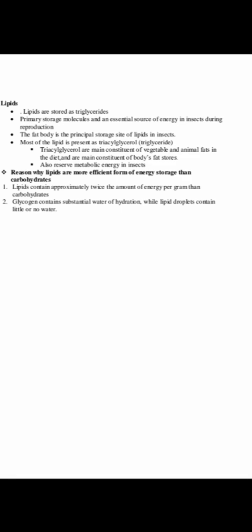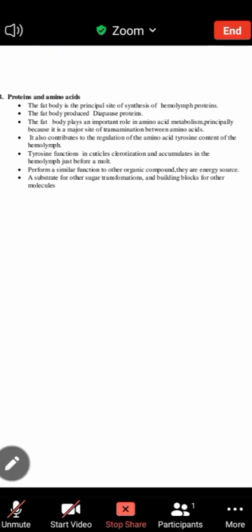So let's now proceed to the second one, which is the proteins and the amino acids. The fat body is the principal site of synthesis of hemolymph proteins. The fat body also produces diapause proteins.